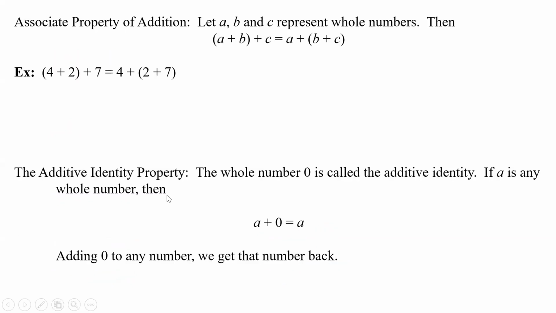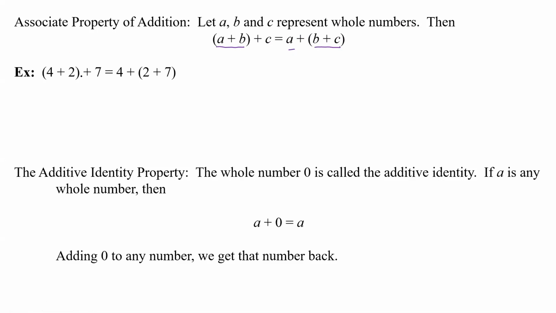Now we have another property of addition called the associative property of addition. And what we're going to do is let A, B, and C represent whole numbers. Then we have the parentheses A plus B in parentheses plus C is equal to A plus B plus C in parentheses. So we can associate the first two and then add C after that, or we can associate the last two and then add A to that. And both ways, it's equal. Doesn't matter which way we do it. So that's the associative property of addition.